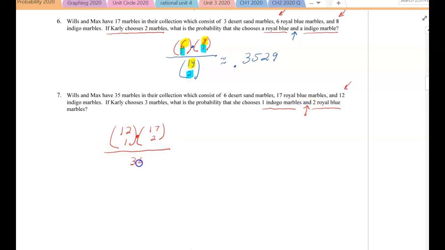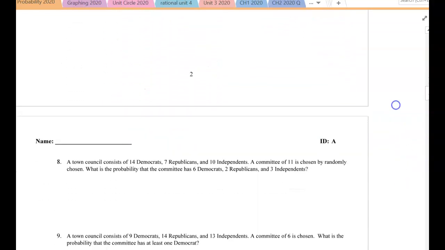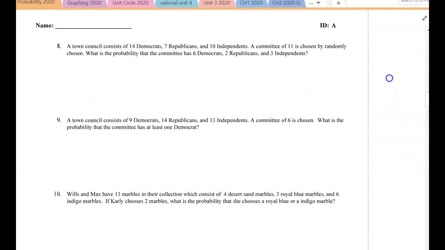There are a total of 35 marbles, and she's choosing a group of 3. So the denominator would be 35 choose 3. Typing that into your calculator, you get 0.2494. Pause the screen and try problem number 8.